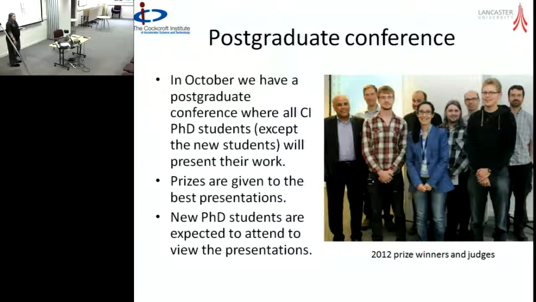Every PhD student in Cockcroft that we can persuade to present will present, and there's a prize. The prize is usually money, Amazon vouchers, something like that. They usually give one for each year group, so one for first years, one for second years, one for third years. So you won't present this year, but you'll expect to come and view the presentations, so you get an idea about what a second year student should be doing, what a third year student should be doing, an idea about what's going on in Cockcroft.